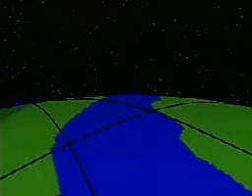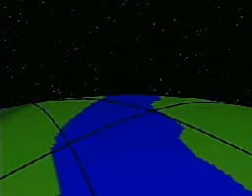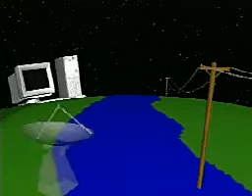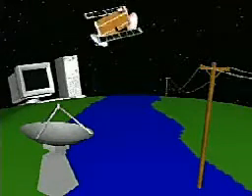Telephone signals can travel almost instantly around the world through a vast network that includes computers, cables, radio receivers and transmitters, and satellites.